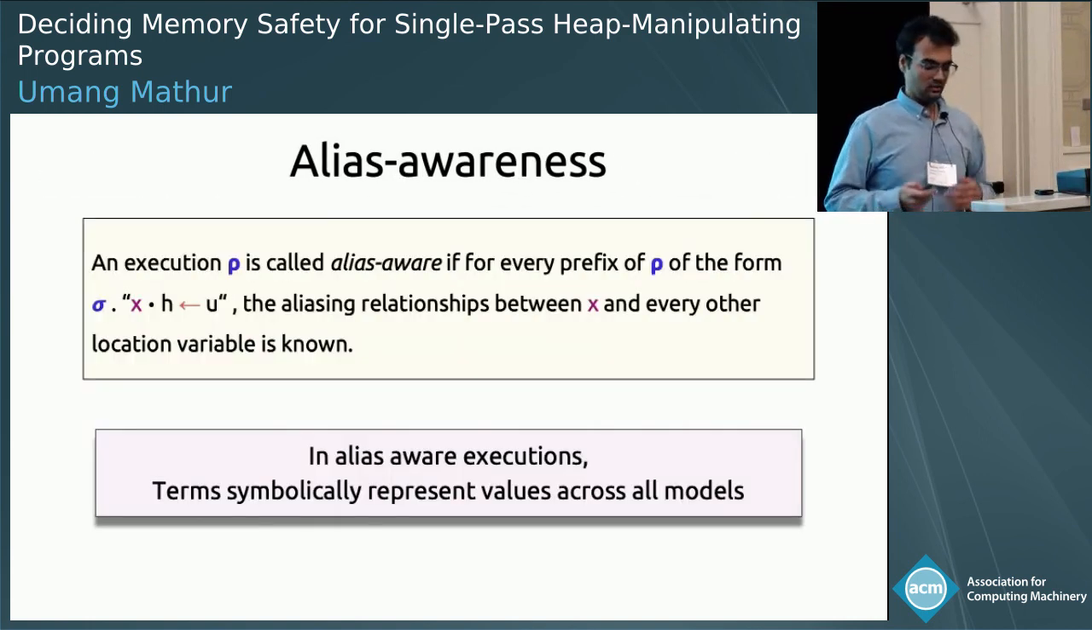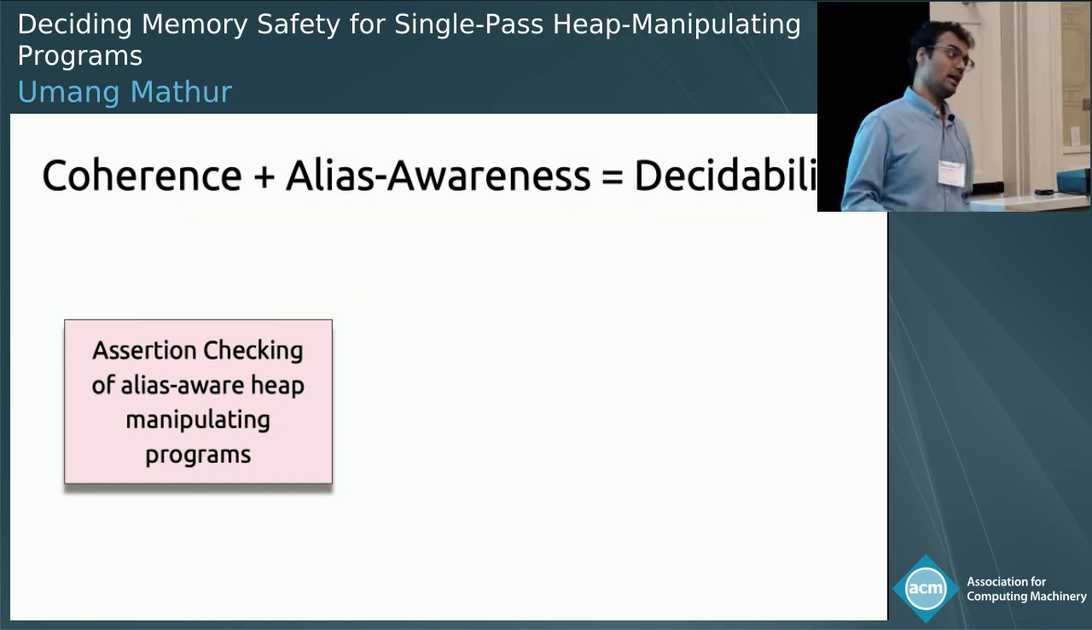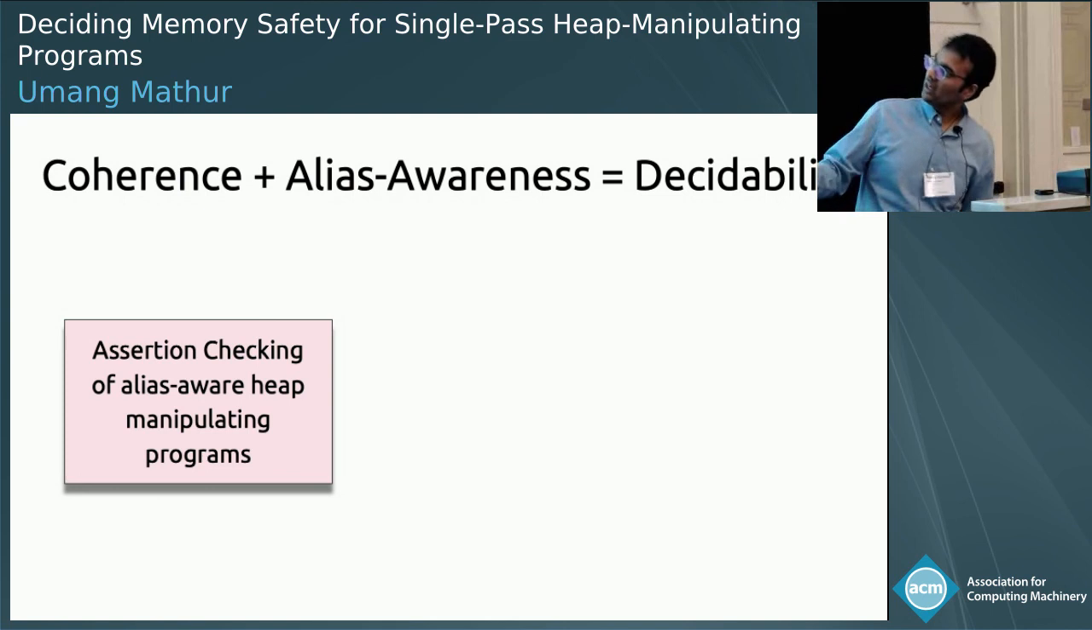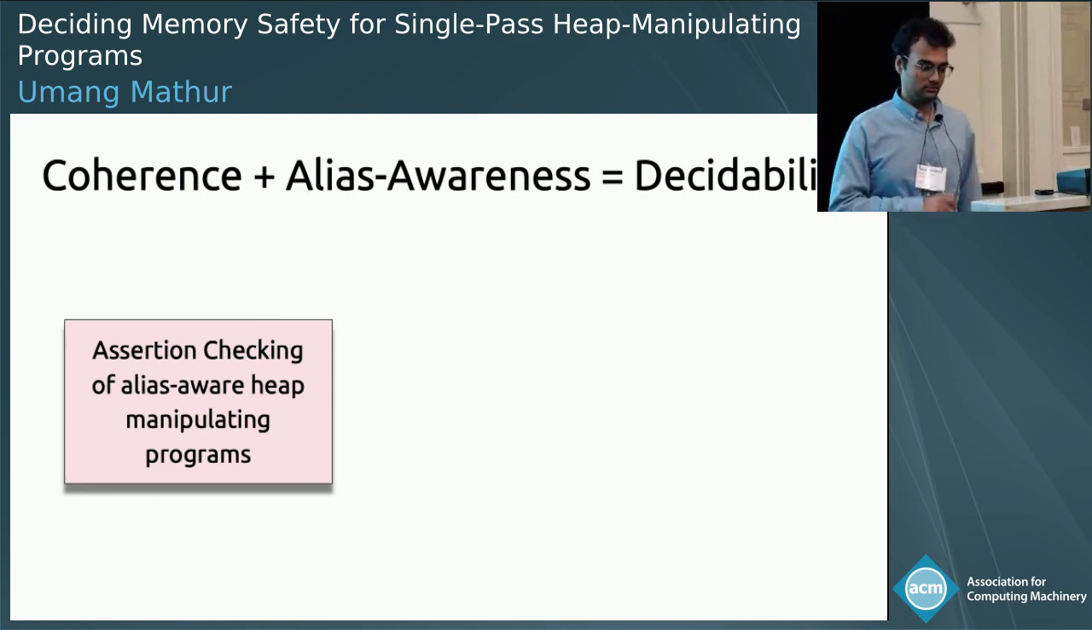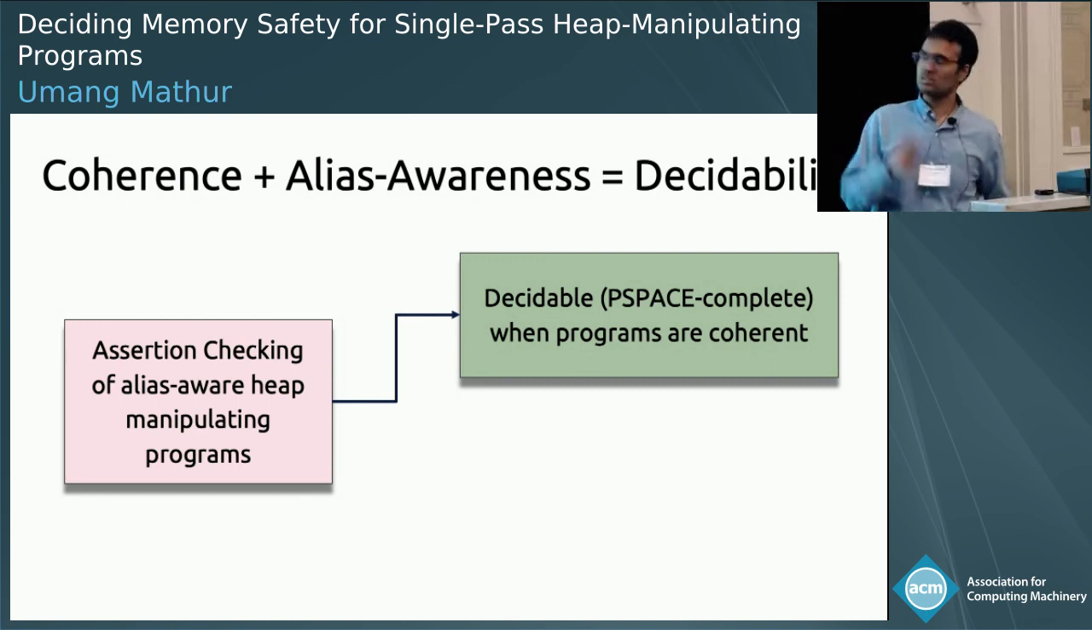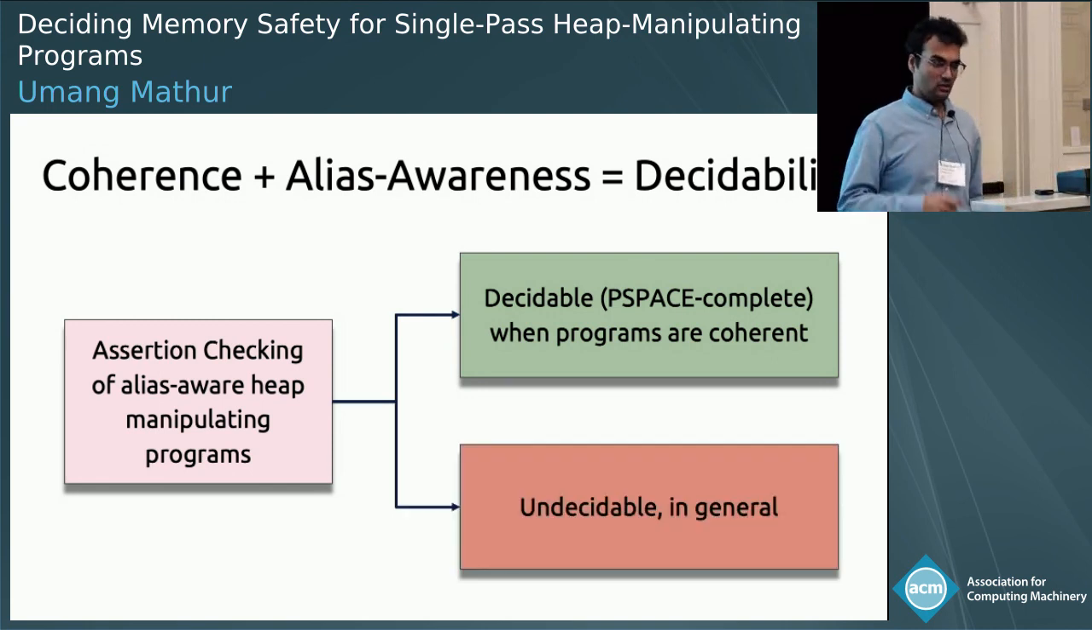So with this, when you can define terms, you can define coherence, and that gives you decidability. So when you have alias-aware programs, and you want to check for assertions at the end of the programs, this problem is decidable when you're also looking at the coherence restriction. It is decidable in p-space. So this is the first result of our paper. Indeed, for alias-aware programs, when you don't have coherence, this is an undecidable problem.